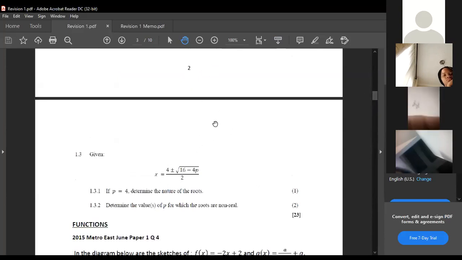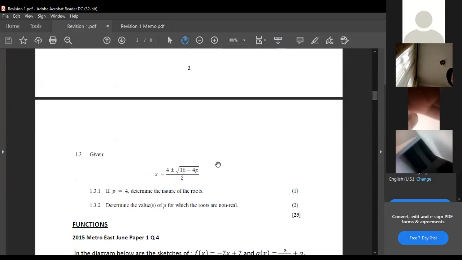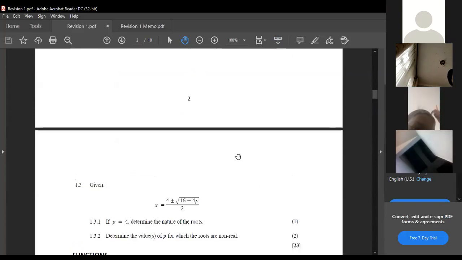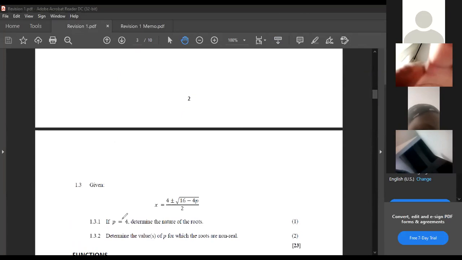So this is on page 3, the last part of algebra. Now let's discuss this part. It says, given that, if P is 4, determine the nature of the roots. So where there is P, we need to substitute 4.